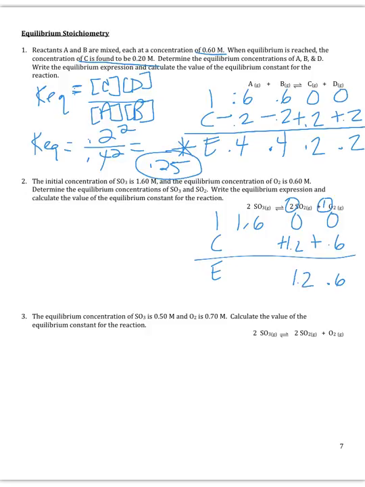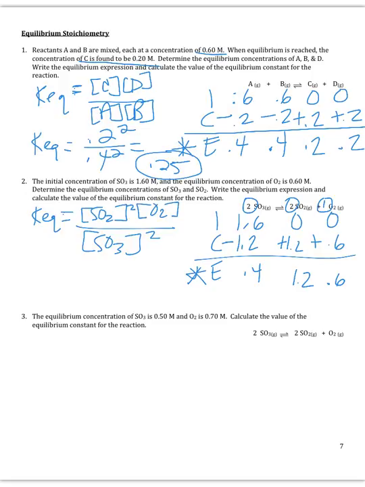Now for the reactant, which also has a coefficient of 2, we're going to be subtracting because reactants are reacted, and we're also going to be using the number 1.2. So 1.6 minus 1.2 is 0.4. We've got equilibrium concentrations. We're ready to write our expression and solve for our equilibrium constant.